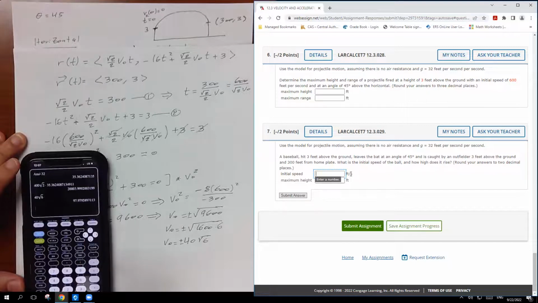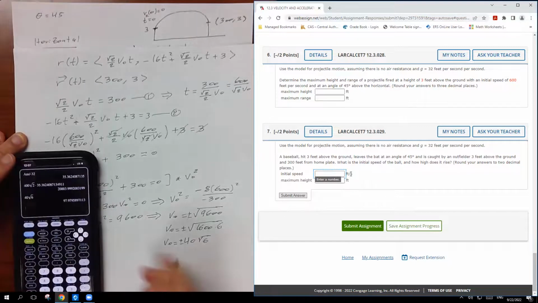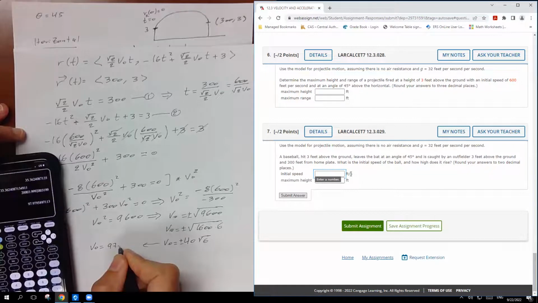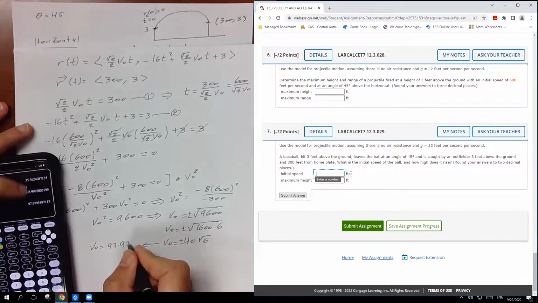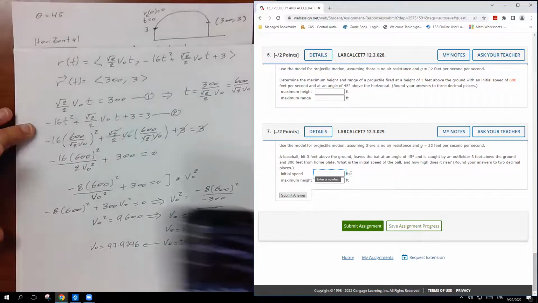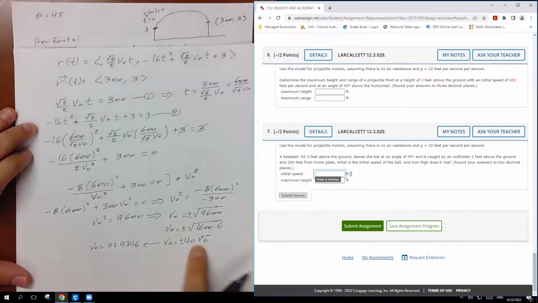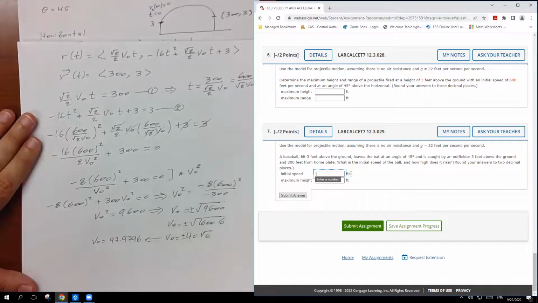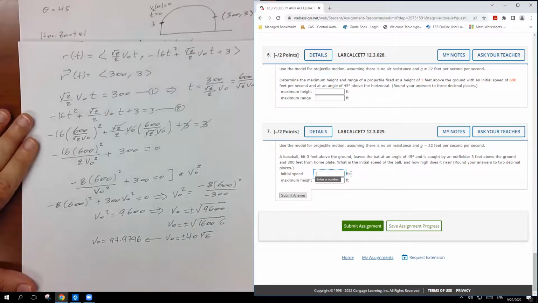So it's going to be 97.9795, or 97.98 if you round. But I'm going to use the exact solution, or if you're using the calculator, it's fine. Our next goal is to find the maximum height.